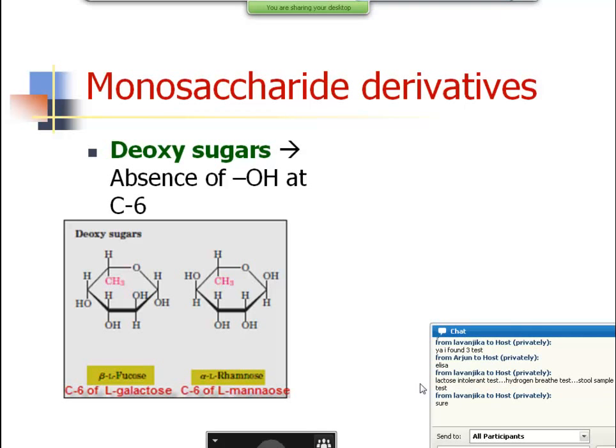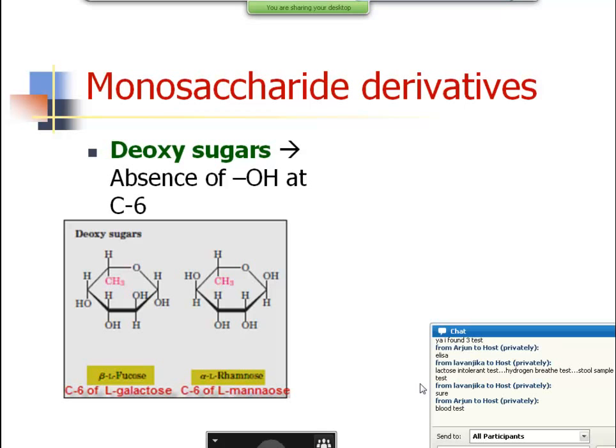Lactose intolerance test, hydrogen breath test, and stool acidity test or stool sample test are the 3 basic immediate tests. As soon as you have a suspicion that you have lactose intolerance, the first thing the doctor will do is perform these 3 tests before going into the more elaborate ELISA test, etc. Blood test, yes Arjun, the blood test is the lactose intolerance test.